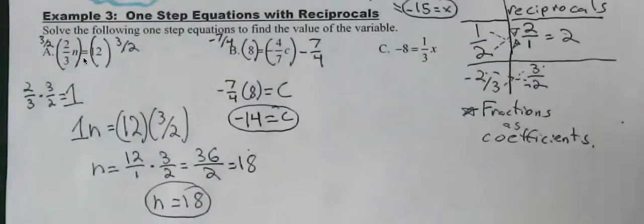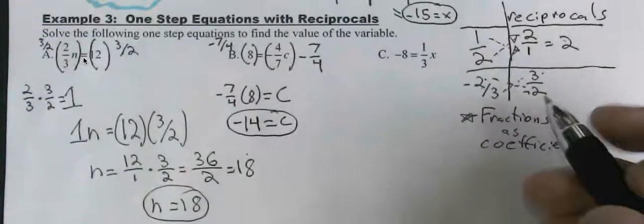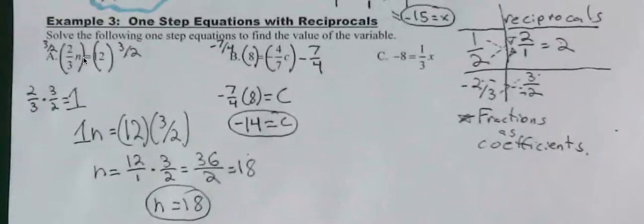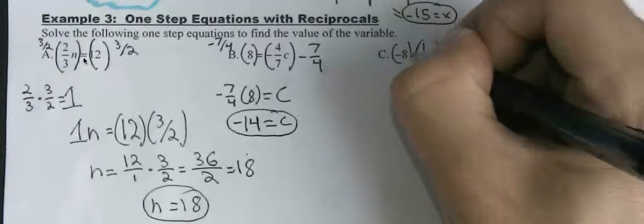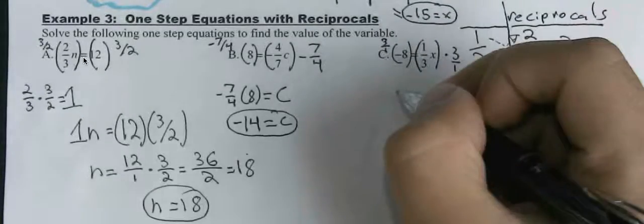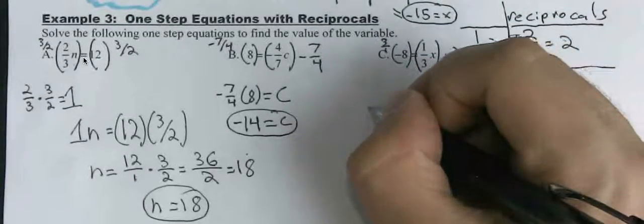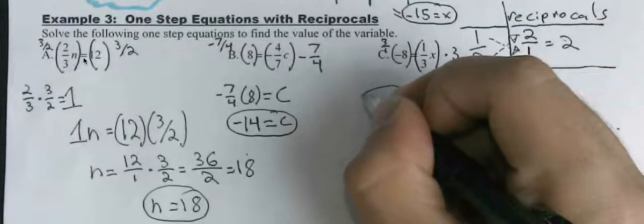And I'll give you a moment for the last one also. So our reciprocal is 1/3. So think about if we flip that, what would it look like? Hopefully you're thinking that we would multiply both sides by 3, or 3 over 1. Both ideas work. So 3 times negative 8 will get us negative 24. And this equals x.